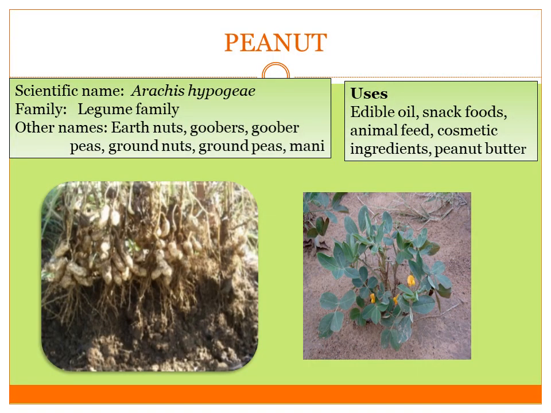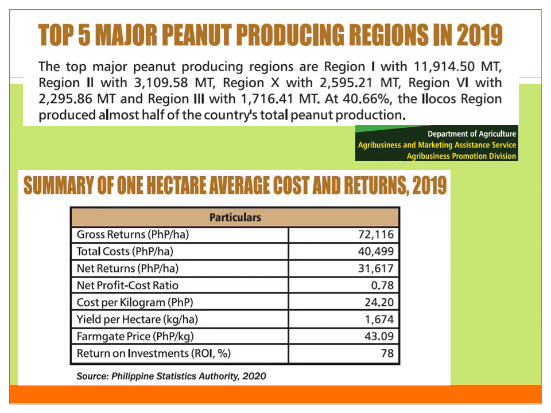We start with peanut. The scientific name is Arachis hypogaea under the family of legume. Other names are earth nuts, ground peas, or in Tagalog, mani. And this is usually used for edible oil, animal feed, and other products like peanut butter. Region 2 is one of the top peanut producers in the Philippines in 2019 and until now.